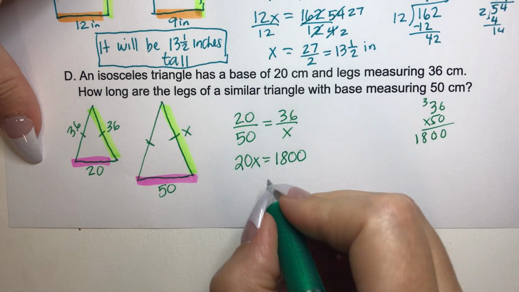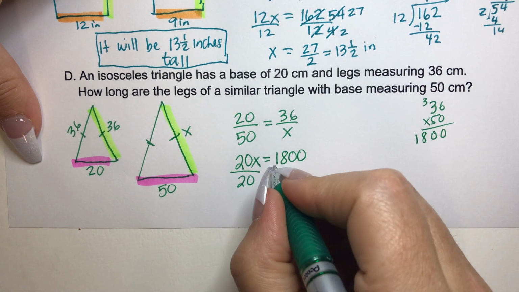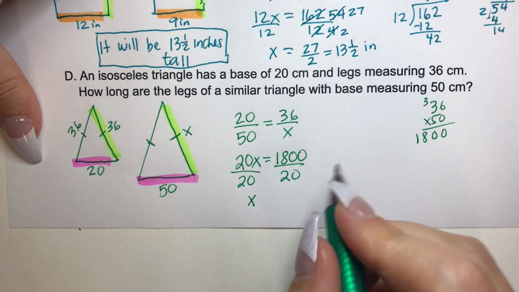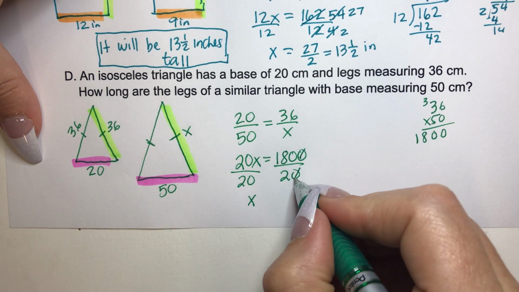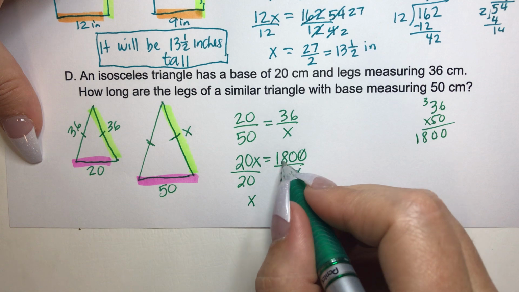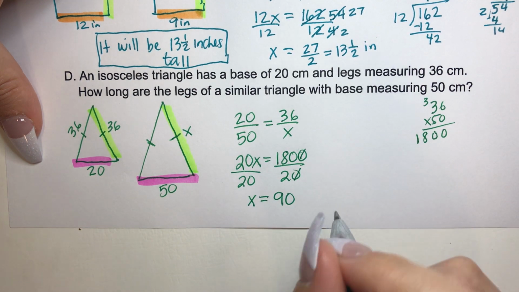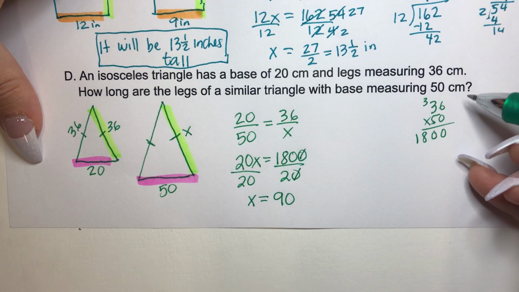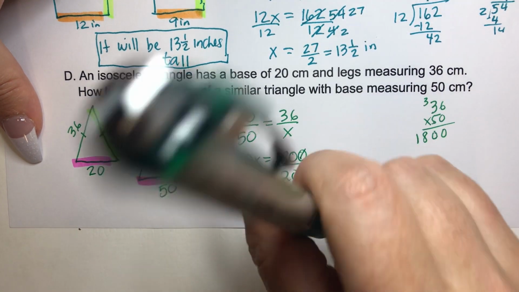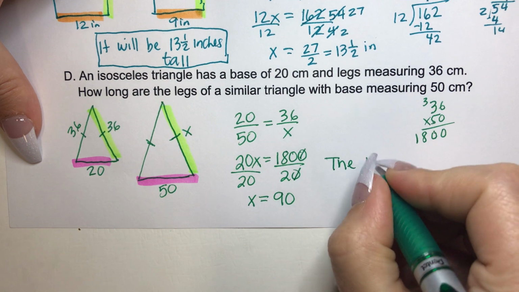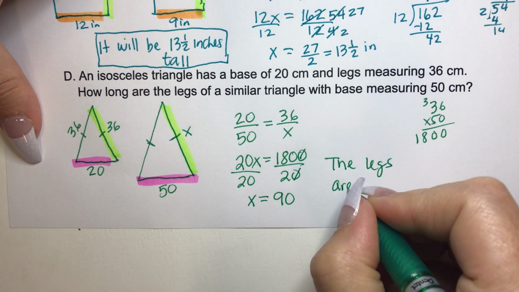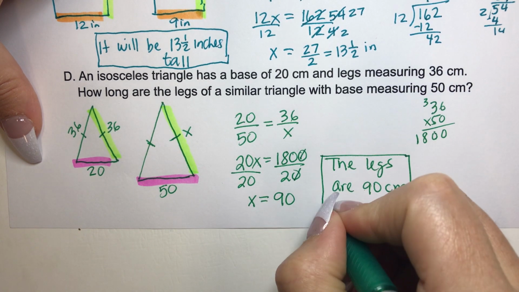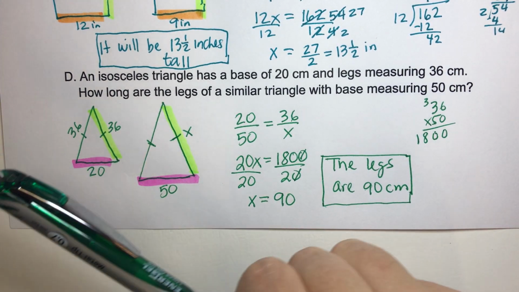We want to get x by itself, so we're going to divide both sides by 20 using the inverse operation of multiplication. That is 1. We're left with x. I love these. The zeros cancel out. And 2 goes into 180 90 times. So how long are the legs? The legs are 90 centimeters. Okay, and if you got that one right, you did a wonderful job, and I will see you next time.